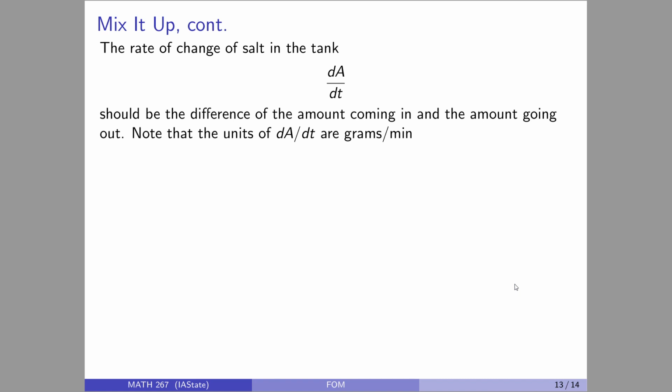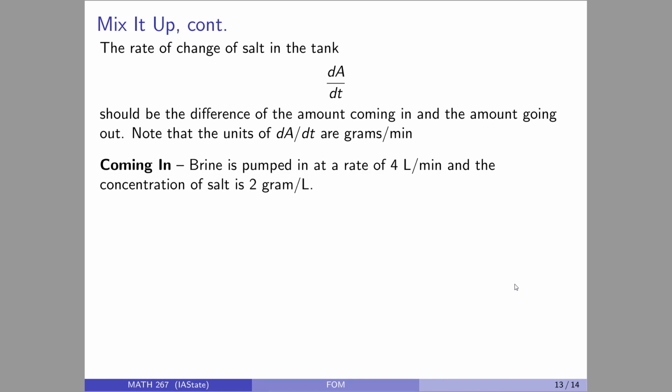So the units of DA/DT better be grams per minute. So that's going to help us. Coming in, we're told brine is pumped in at a rate of 4 liters per minute, and the concentration is 2 grams per liter. I want grams per minute, so the amount of salt coming in is the product of these two.